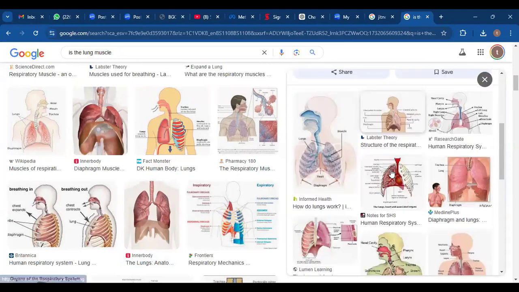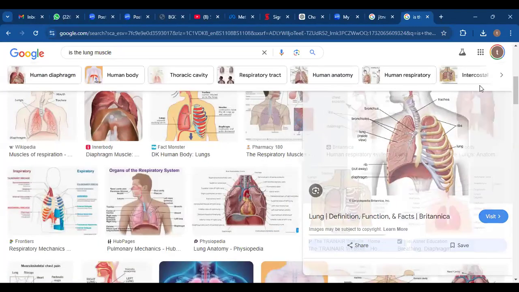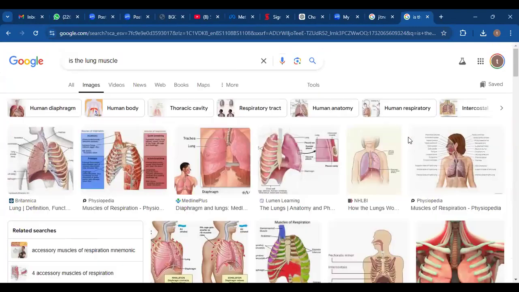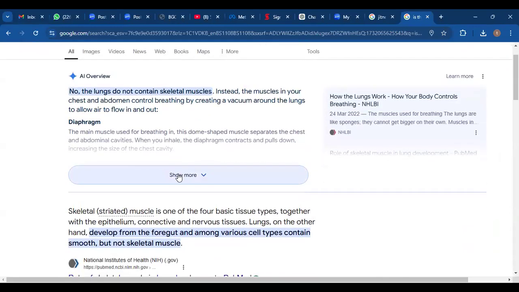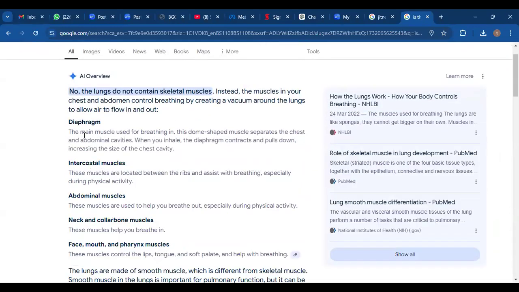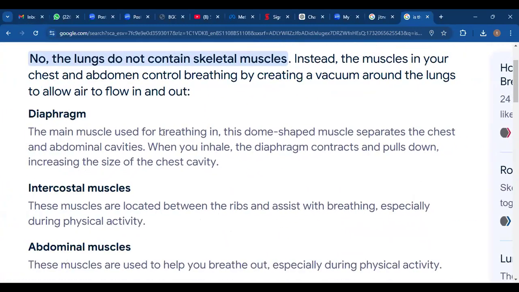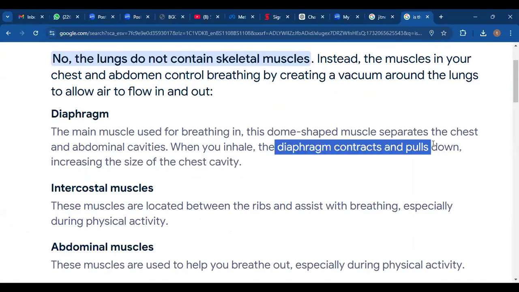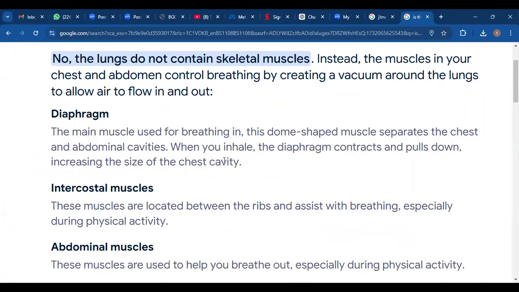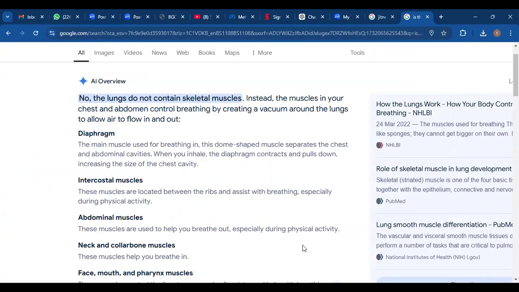Exactly. Thank you. Got a question, by the way. Let's see what else they have to say. Is the lung a muscle? No. What does AI say? The main muscle used for breathing is the dome-shaped muscle that separates the chest and abdominal cavities. When you inhale, the diaphragm contracts, meaning it pulls down, increasing the size of the chest cavity. And when you exhale, it relaxes and does the opposite. All right. Thank you. Good.